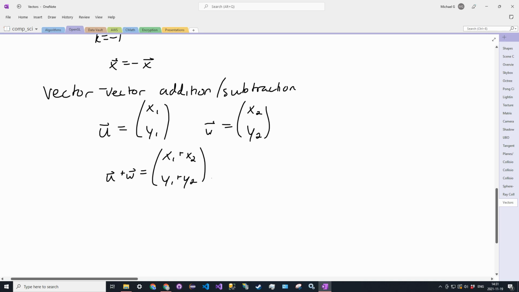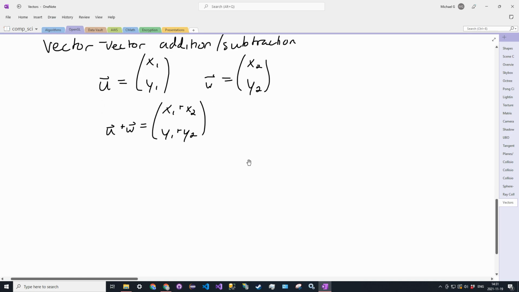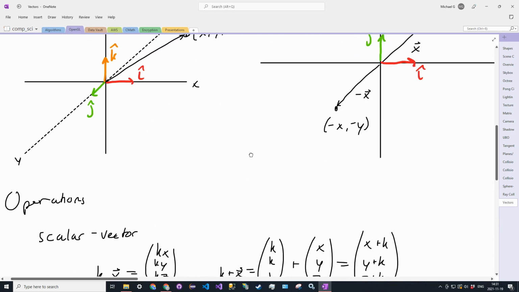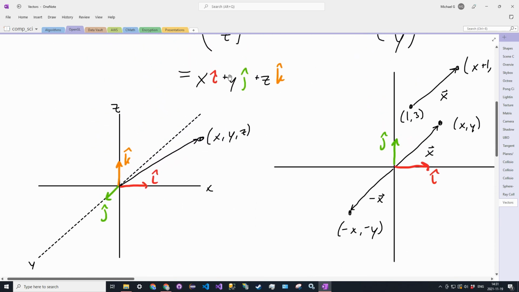Now, let's try representing it in its components, so we'll use the i hat stuff. So u is equal to x1 i hat plus y1 j hat. w is equal to x2 i hat plus y2 j hat. And we kind of understand now scalar vector multiplication from up here. So, like I said before, this representation is derived from multiplying a scalar by a vector, and the vector is just a unit vector.